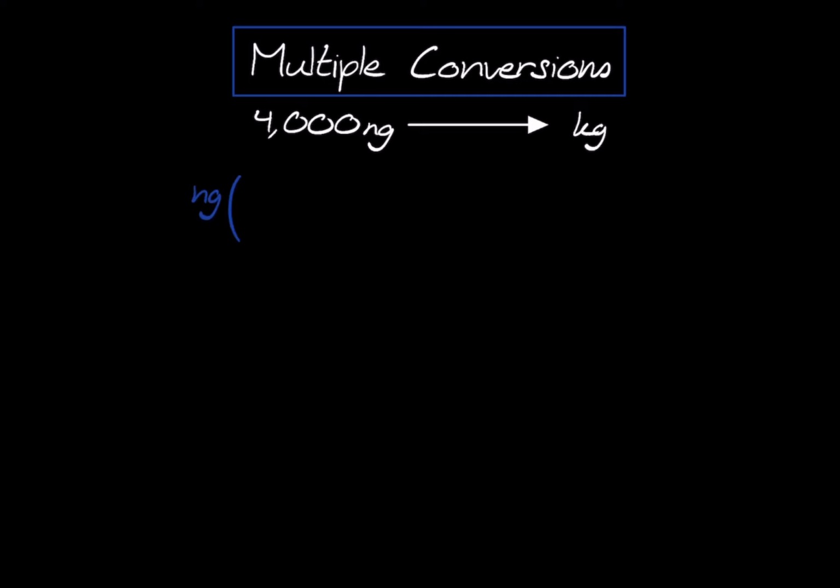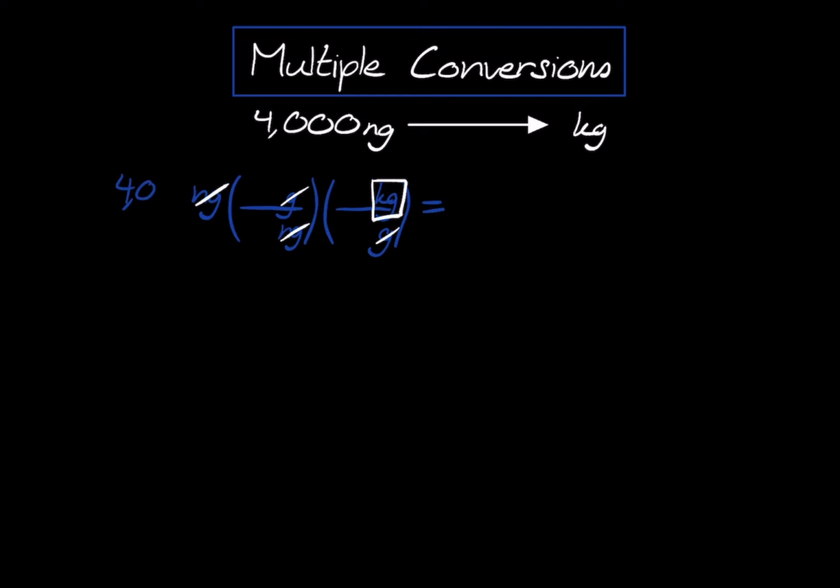Nanograms, open parentheses, grams on top, nanograms on bottom, close parentheses. Then open parentheses again, kilograms on top, and grams on bottom, close parentheses. Now the nanograms and grams both cancel out, leaving us with kilograms. Now let's plug in the numbers, and like I said in tip number 1, for the metric prefix conversions, put a 1 by the prefix and the times 10 to whatever power by the base unit.